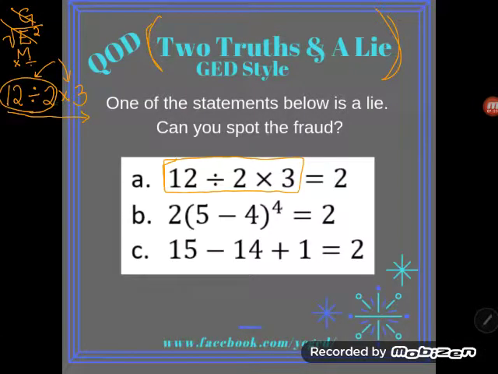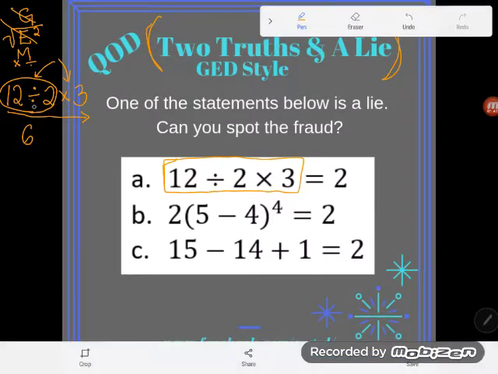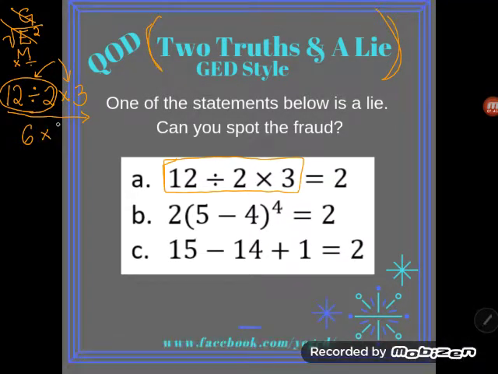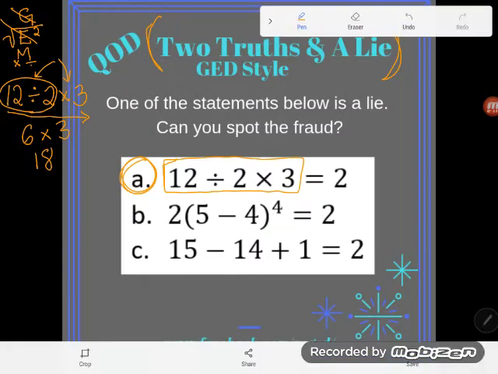So that's what I'm going to do. Let's start with 12 divided by 2. 12 divided by 2 is 6. And now that we've done that, we can do our final math. 6 times 3 is 18. So it looks like this first one's a lie. I should have gotten 18 and not 2. Let's simplify the others just to make sure.